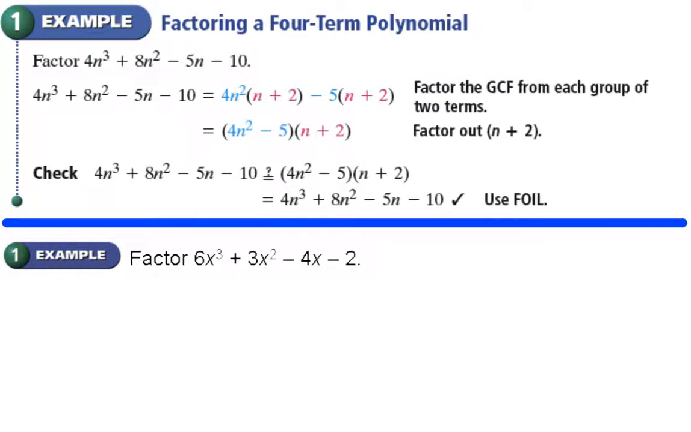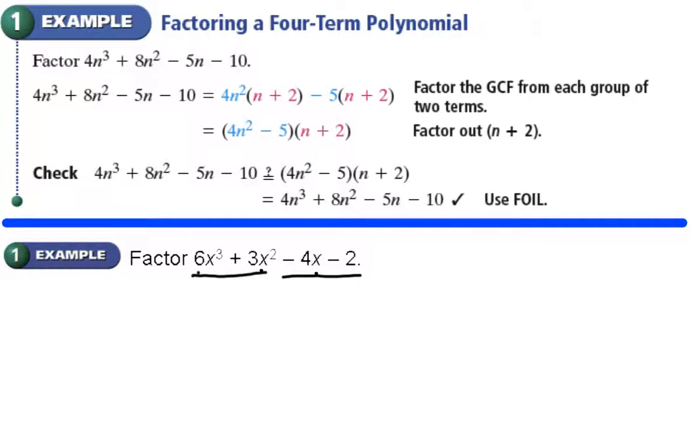Now, if you take a look at this, there is nothing that all four of these have in common. Okay, 6, 3, 4, 2. The 6, 4, and 2 have something in common. 4 and 2 have something in common. 6 and 3. So let's group up the first two, and let's group up the last two and see what we get.